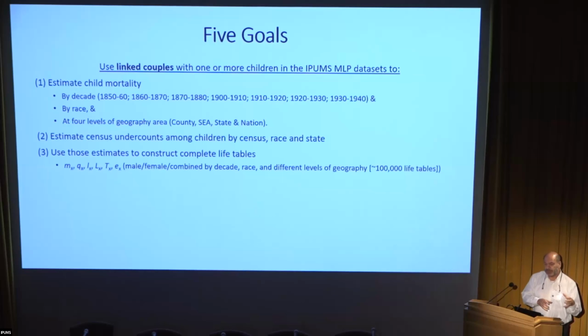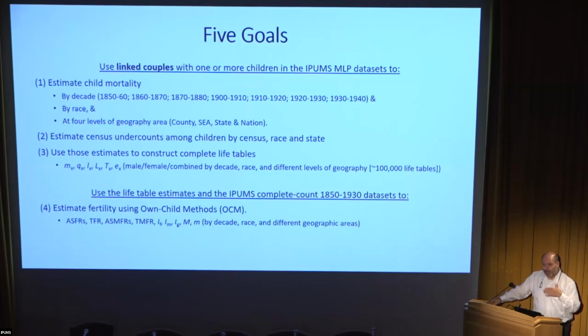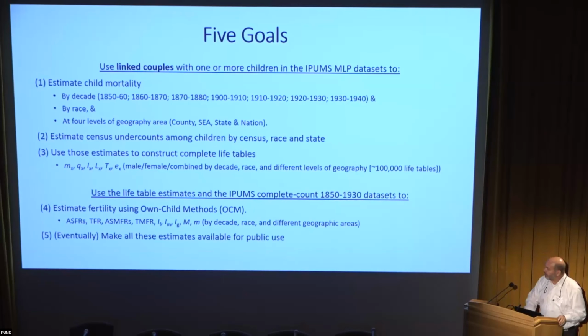We're going to use all those estimates to build new life tables. Like I said, about 100,000 new life tables from this period by county, state, and nation. And we're also going to use those new life tables to make new fertility estimates also at that geography level.